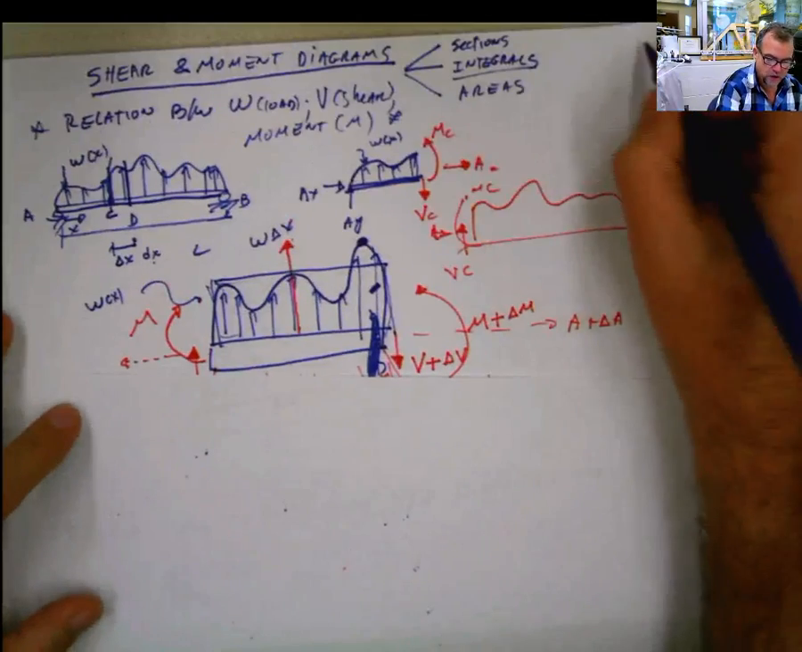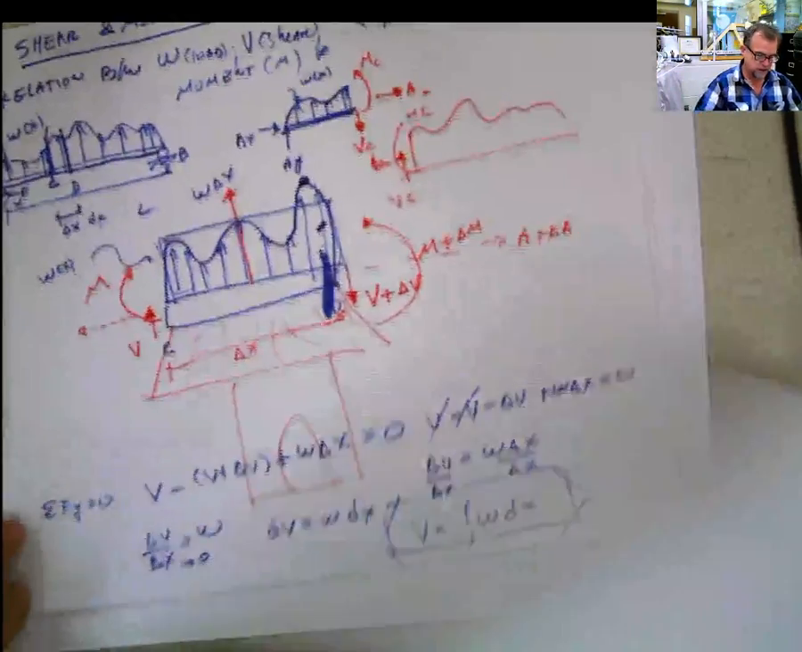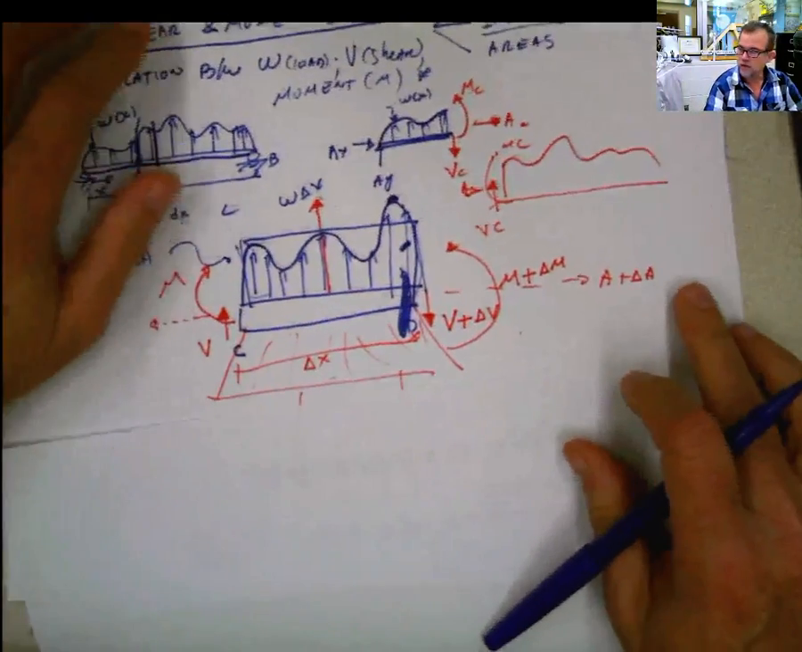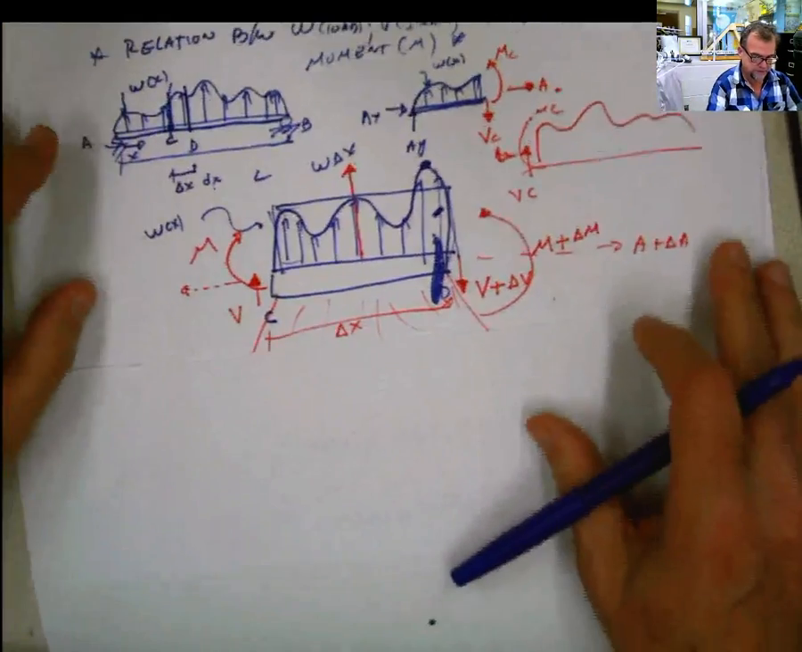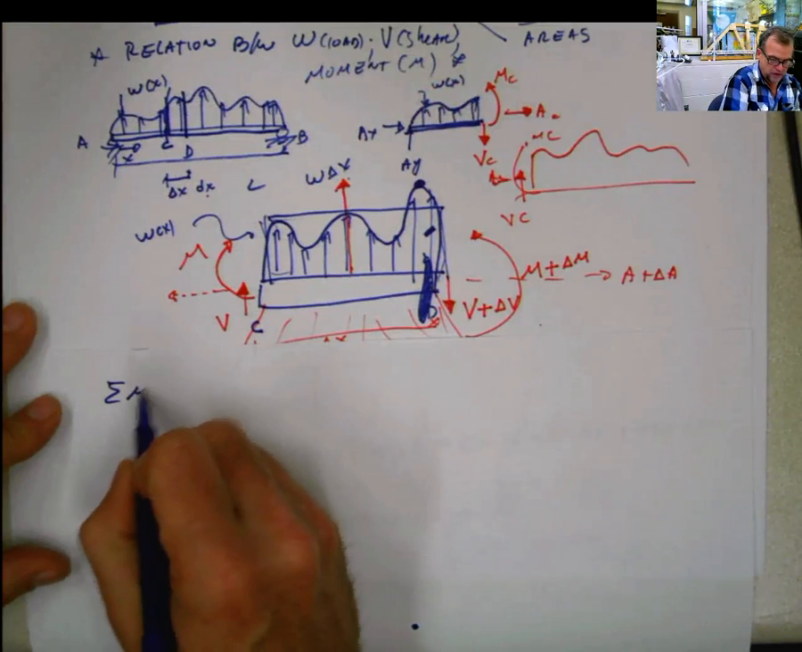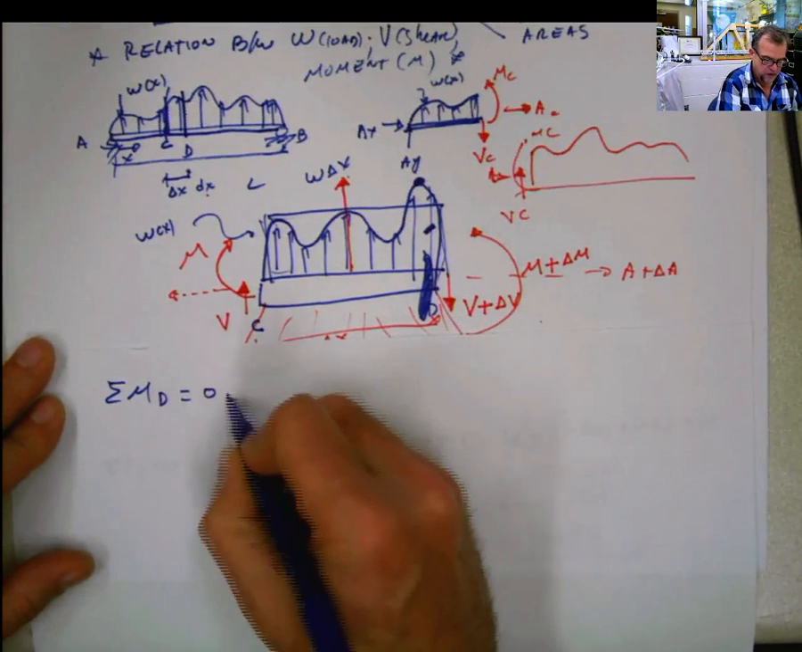Now let's work with the second equation. What is the second equation? Let's do summation of moments. I'm going to do summation of moments with respect to the point E, which equals 0.